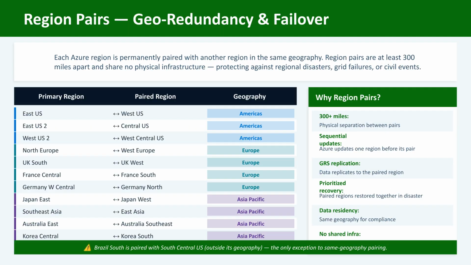Region pairs are regions within the same geography, separated by at least 300 miles. They share no physical infrastructure and protect against regional disasters. They facilitate sequential updates and geographically redundant storage, or GRS, replication for prioritized recovery.